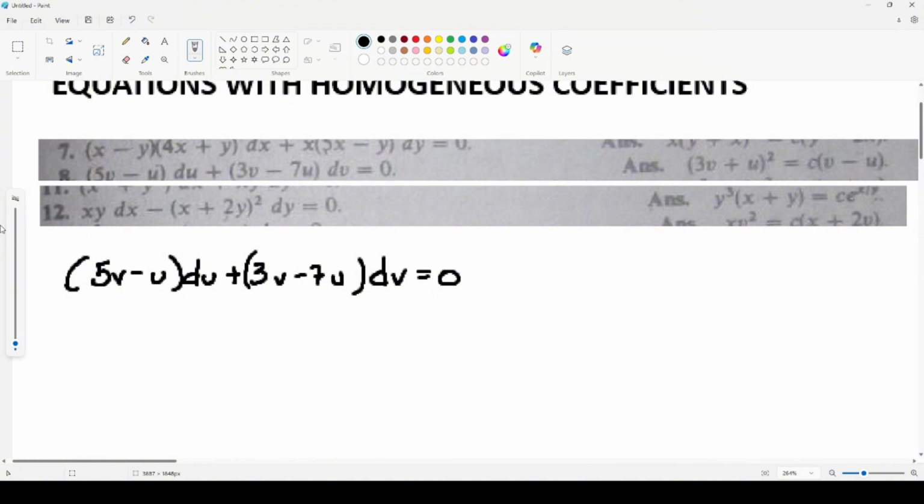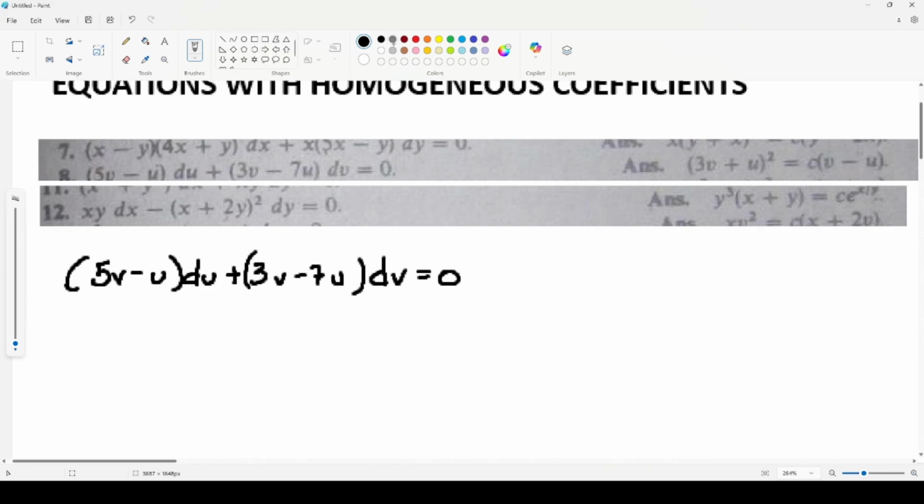Again, we're trying to solve a homogeneous equation. I'm going to teach you how to solve it, how to inspect it, and any other tips and tricks that I'm using. For equations with homogeneous coefficients, it is essential that we inspect the equation and check that the terms all have the same degree.